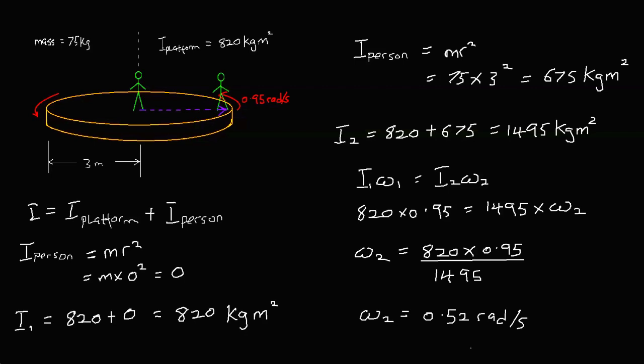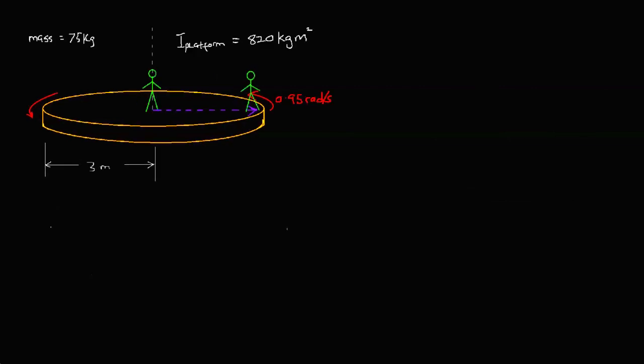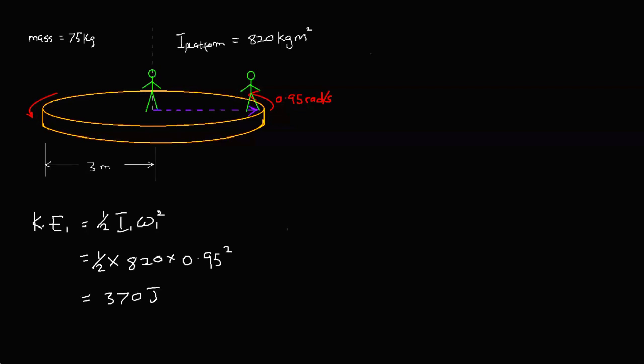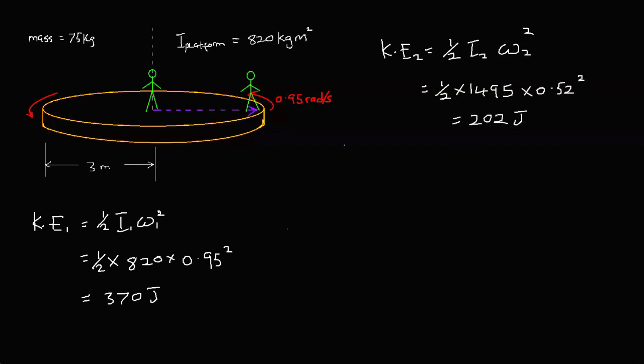But how about the rotational kinetic energy of the system? Let's compare the initial and final rotational kinetic energies of the system. In the first instance, our kinetic energy is equal to half I1 omega 1 squared, which gives half times 820 times 0.95 squared, which is equal to approximately 370 joules. In the final instance, when the person is at the edge of the platform, our kinetic energy is given as half I2 omega 2 squared, which gives half times 1495 times 0.52 squared, which is approximately 202 joules.